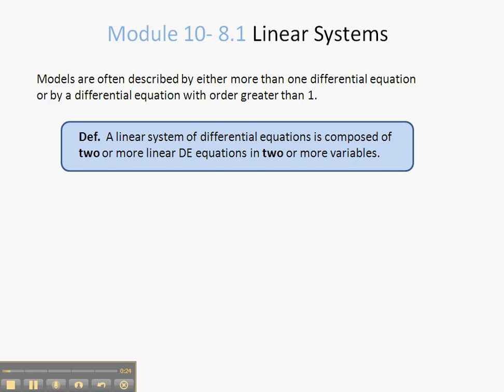And in the case when they are linear, we actually can write those as systems of as many linear differential equations. So now when we have more than one linear differential equation in two or more variables, then we have a linear system of differential equations. For example, here is a system of differential equations in two variables, x and y. And now we see that we have two equations.